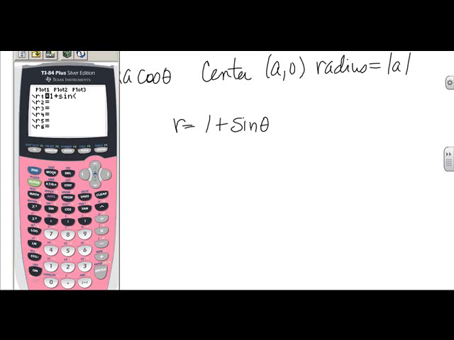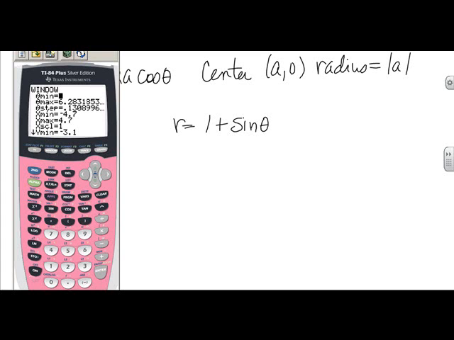Now it's very important that your calculator be in radians. If your calculator for some reason is set in degrees, you're going to get weird and wacky things. A good interval of values for theta would be 0 to 2 pi with a theta step of pi over 24. That's what I've got right there.